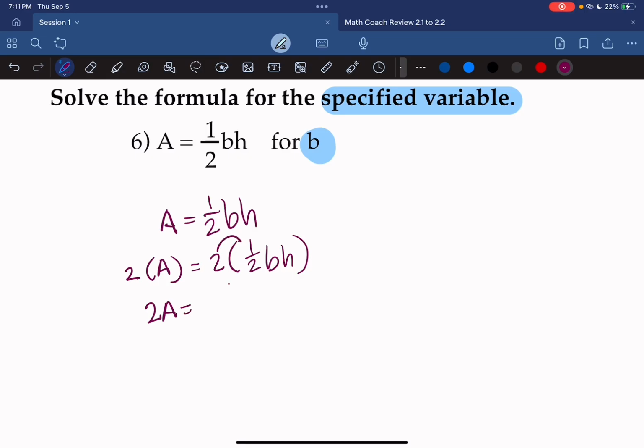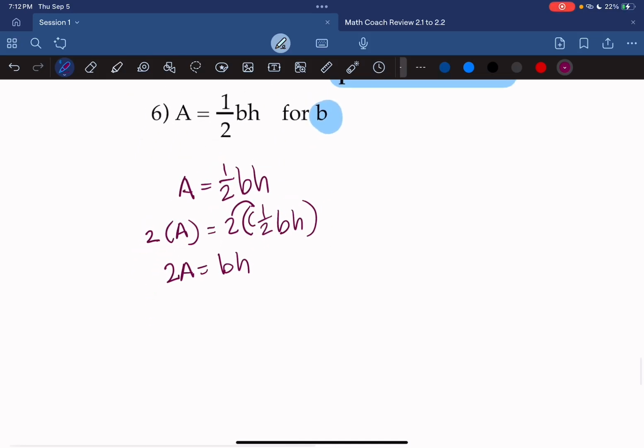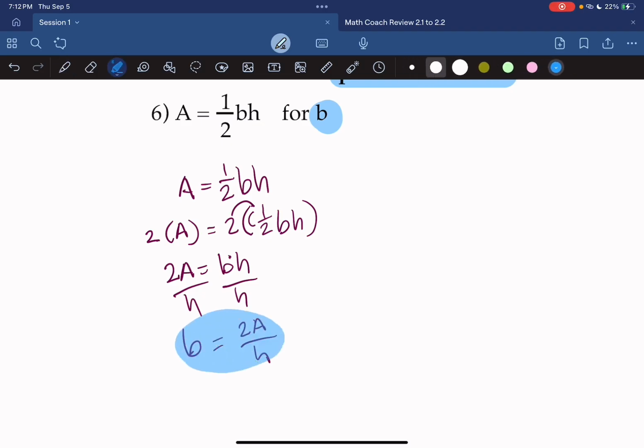2 times 1 is 2. 2 over 2 is going to give us 1, but since it's with variables, we don't write the 1. So it's going to be equals bh. So now to isolate b, we're going to have to divide by h because it's being multiplied right here. So you do the opposite. Divide by h. So b equals 2a over h. And that's our answer.